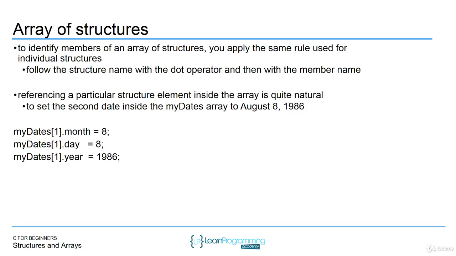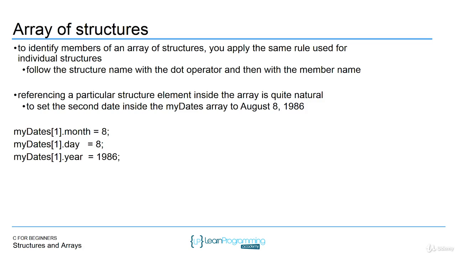And then if we want to access members of that struct for that element, we say dot month. So this gives us the month value for the second element in the myDates array. And here we're going to assign it the value of 8. Then for the day, we're also going to assign 8, right? Because it's August 8th. And then finally for the year, we would say dot year equals 1986. This is how you can assign the 3 different variables to the second element of the myDates array, because it is of type struct date.